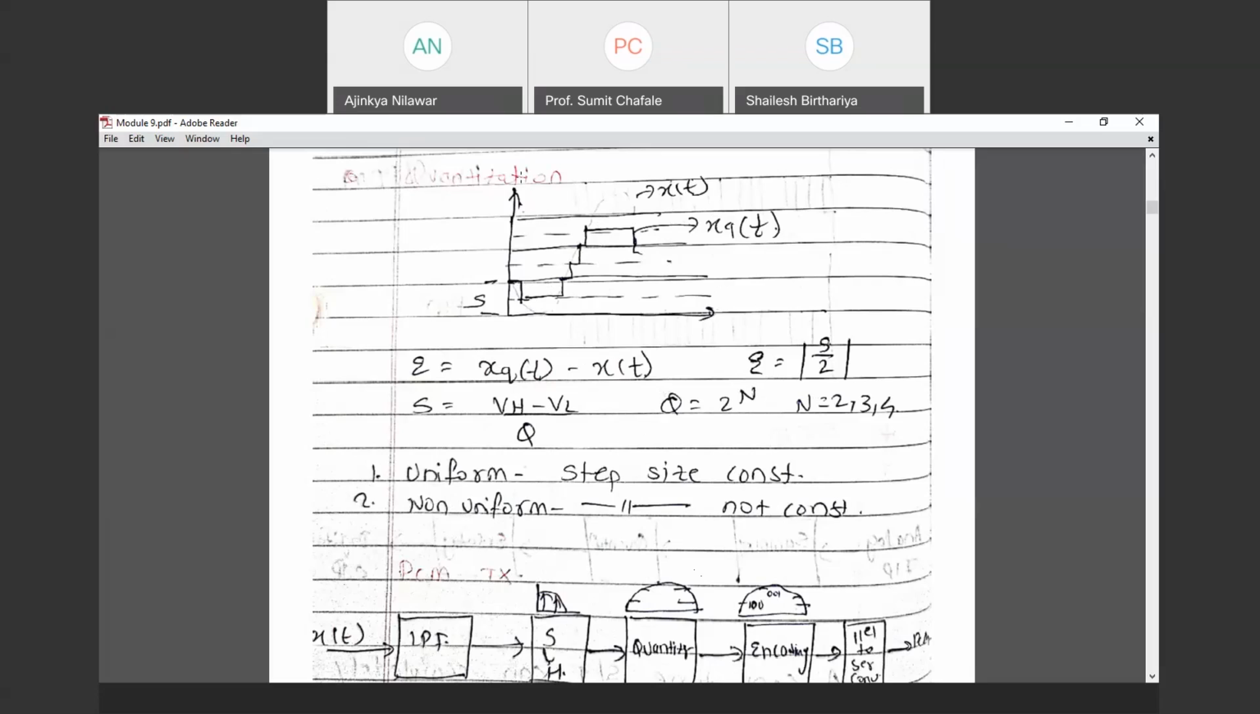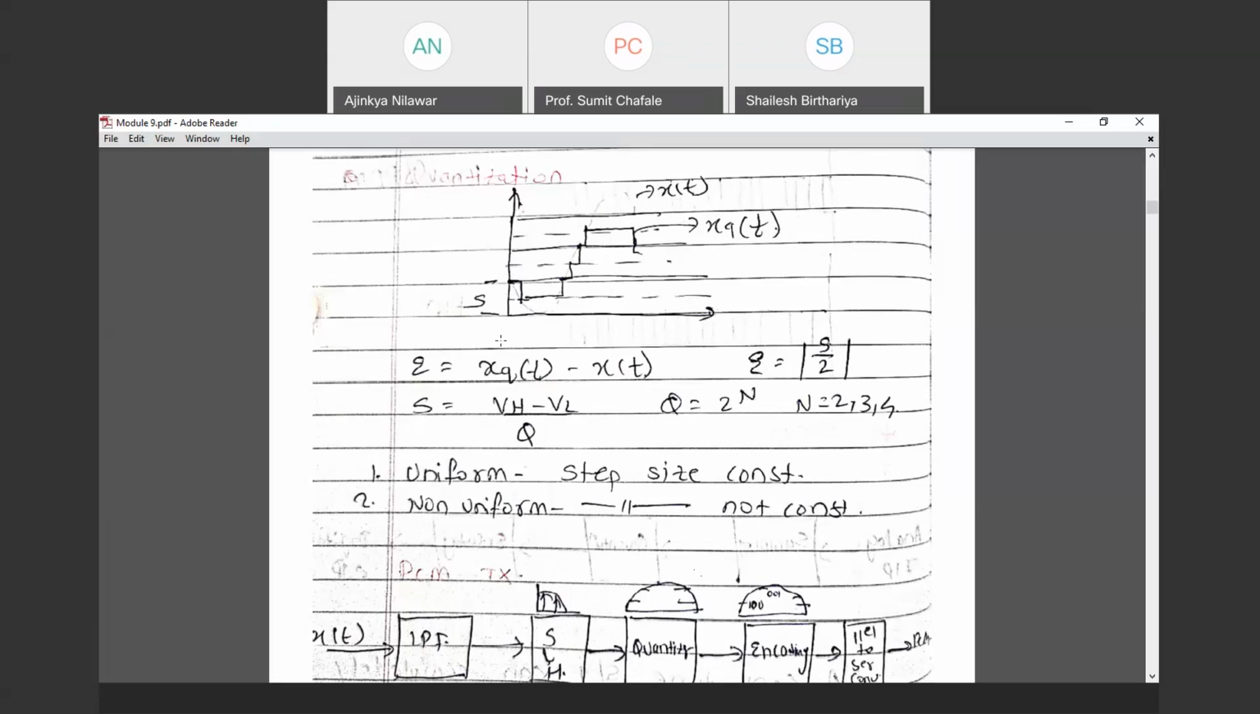Suppose this is the entire block and my value of n is 2. That means from the 0 position to the ending position, 2 raised to 2 is 4. That means I will draw only 1, 2, 3, 4 lines. Suppose 2 raised to 3 is 8. That means I will draw 1, 2, 3, 4, 5, 6, 7, 8 lines. So the drawing of these lines, that means deciding the quantization level, depends on this n factor.